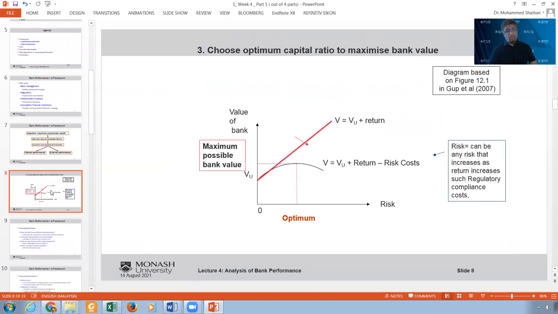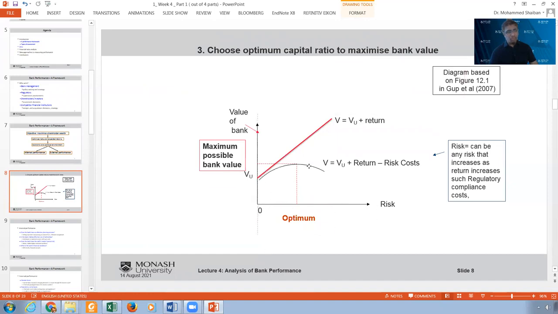This is one of the most important graphs, and I think I have shown you this before. Look, if you look at this linear equation, this straight line, this is V, which is the value of the bank. And the value of the bank is the main value plus any return you make. So as long as the return increases, this value of the bank will keep increasing. But this is assuming we don't have risk. If we have risk, we have to take that into consideration.